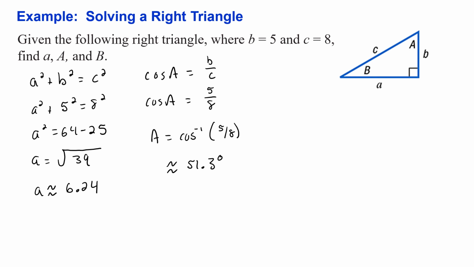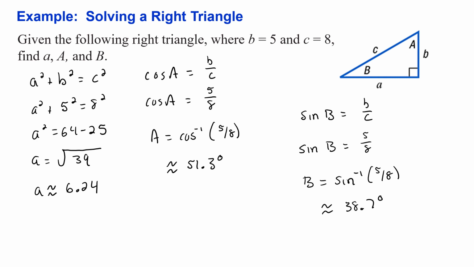Making sure again we're in degree mode in our calculator and rounding to one decimal place, angle A is approximately 51.3 degrees. Now let's find angle B using the sine function. We know that sine of angle B will equal the ratio of side B to side C. So sine of B equals 5 divided by 8. Now we're going to use the inverse sine function, and we have angle B equals inverse sine of 5/8. Angle B is approximately 38.7 degrees.